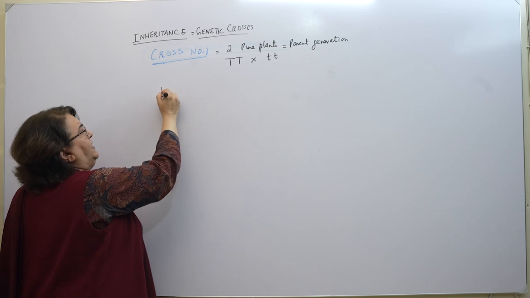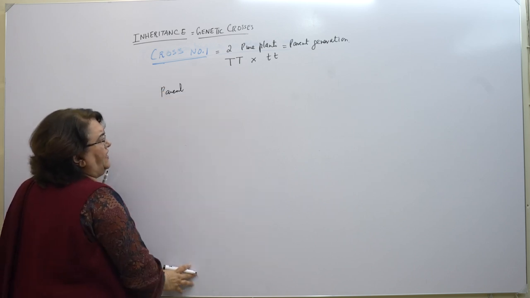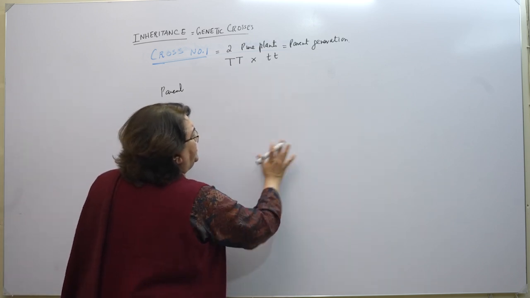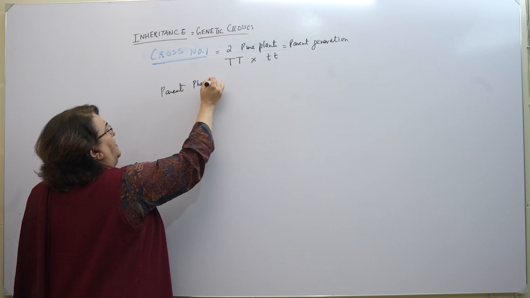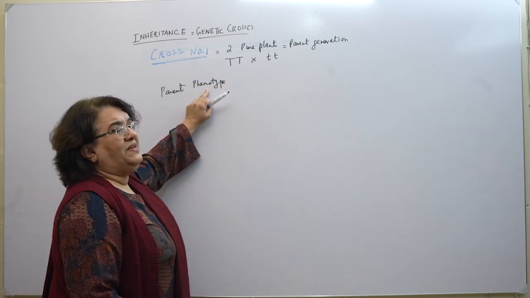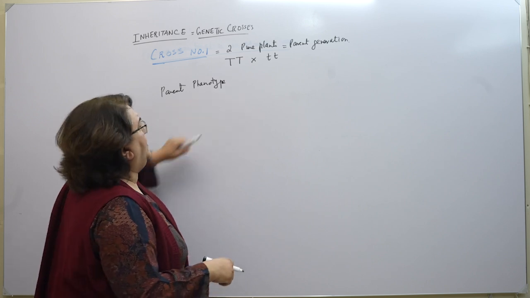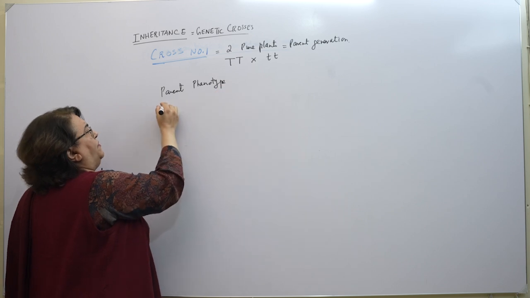Now, the first heading would be, on this side we're going to write down the headings, and on this side we'll work out the genetic crosses. So the first one is the parental phenotype. Now phenotype, like we discussed, is the physical form, right? So first of all is the physical form, or what we say the observable form.